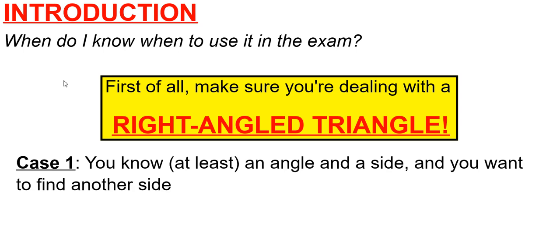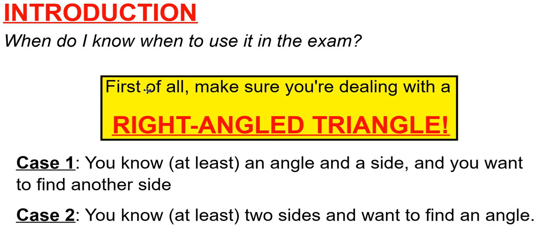Case one might be you know at least an angle and a side. In that case, you can find another side. So that's the case when you can work out a side. The second case is you know at least two sides. If you know two sides, you can find an angle. So either you know one side and an angle, and you can work out a side, or you need to know two sides, and then you can work out an angle.